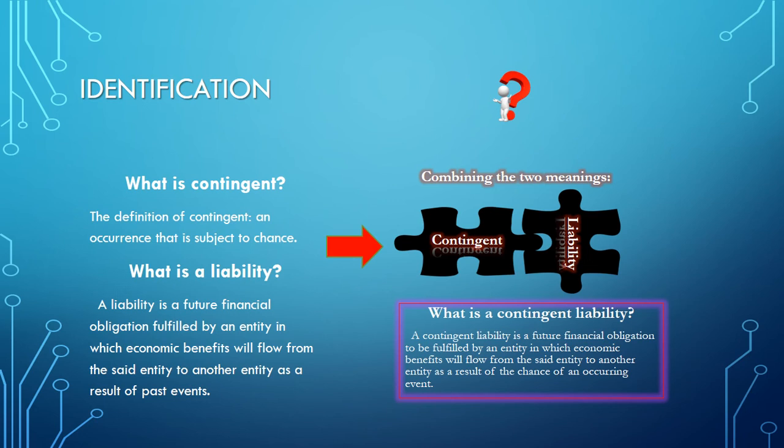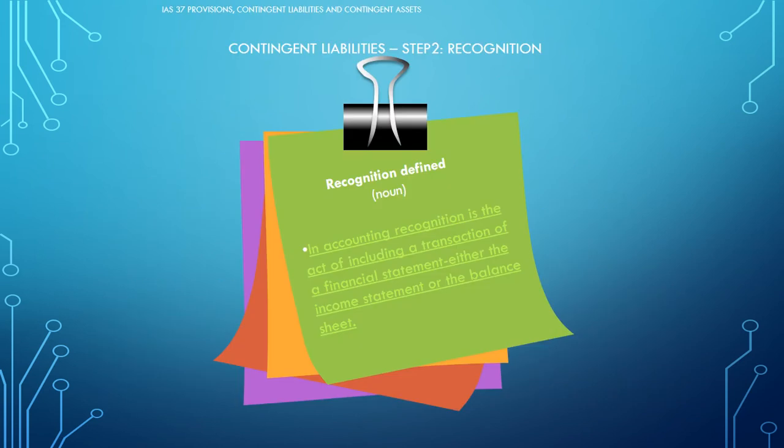So first, let's start with identification. Let's split the two words up here and see what is contingent. It's an occurrence that is subject to chance. That really means that it's something that may or may not take place in the future. If we combine that with a liability, which is a financial obligation to be fulfilled by an entity, we're saying that it's a financial obligation that may or may not take place. And once we see that, we're saying, look, this is something that we might have to pay in the future, but we don't know, and there's not sufficient evidence or recognition criteria to confirm that we will have to make this payment.